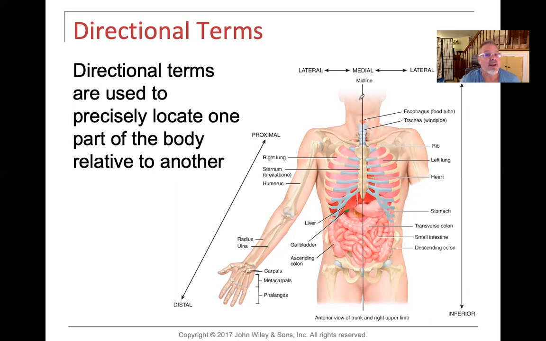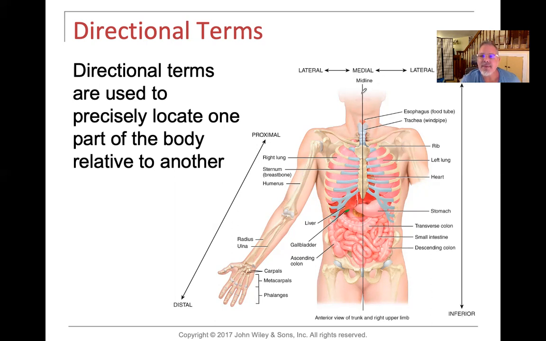Okay. When I'm talking about the body as a whole, we use the word superior as the high up point. And as we start moving downward, we're moving inferior. So the head is superior, whereas the sacrum and coccyx would be more inferior.